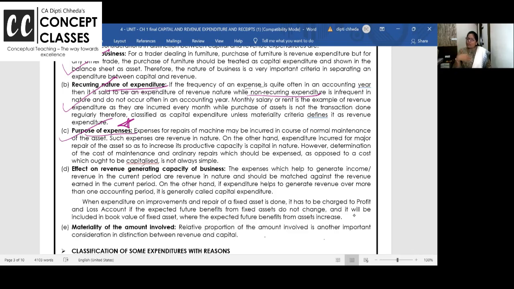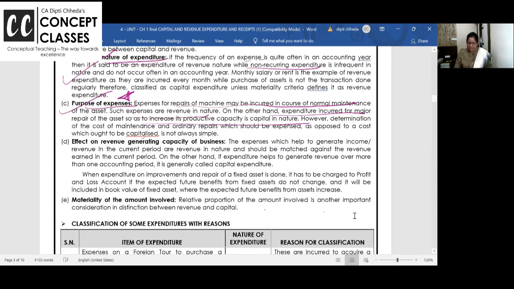If you are paying wages for your day-to-day work to your workers, put it as revenue expenditure, charge it off in P&L. But if you are paying wages to your worker to install plant and machinery, capitalize. So you cannot judge that this expense is always revenue or capital. The same expense could be revenue or capital depending on the situation. So the purpose of expenditure is important. If repairs are incurred normally, charge off as expense. If incurred for an asset, capitalize.